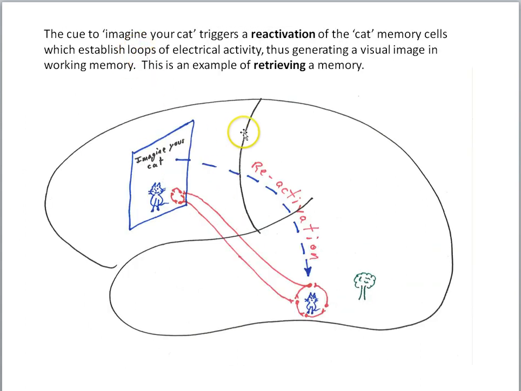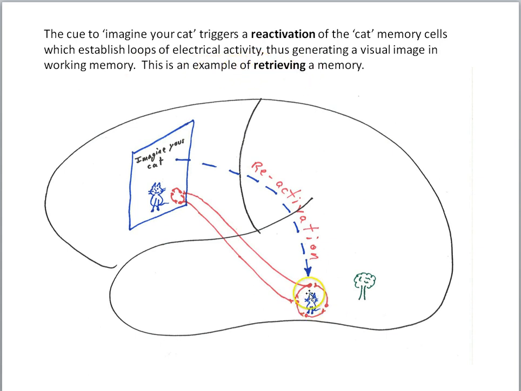Now consider the following situation. There is no cat in your immediate environment, so your cat is not around, but somebody asks you to imagine your cat. The cue to imagine your cat triggers a reactivation of the cat memory cells, which establish loops of electrical activity, thus generating a visual image in working memory. This is an example of retrieving a memory.